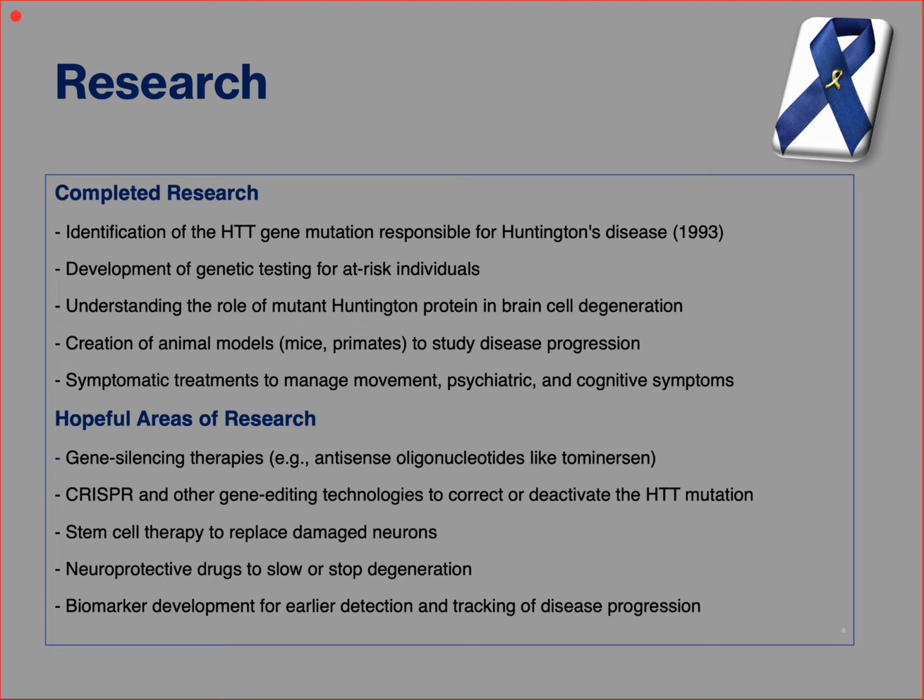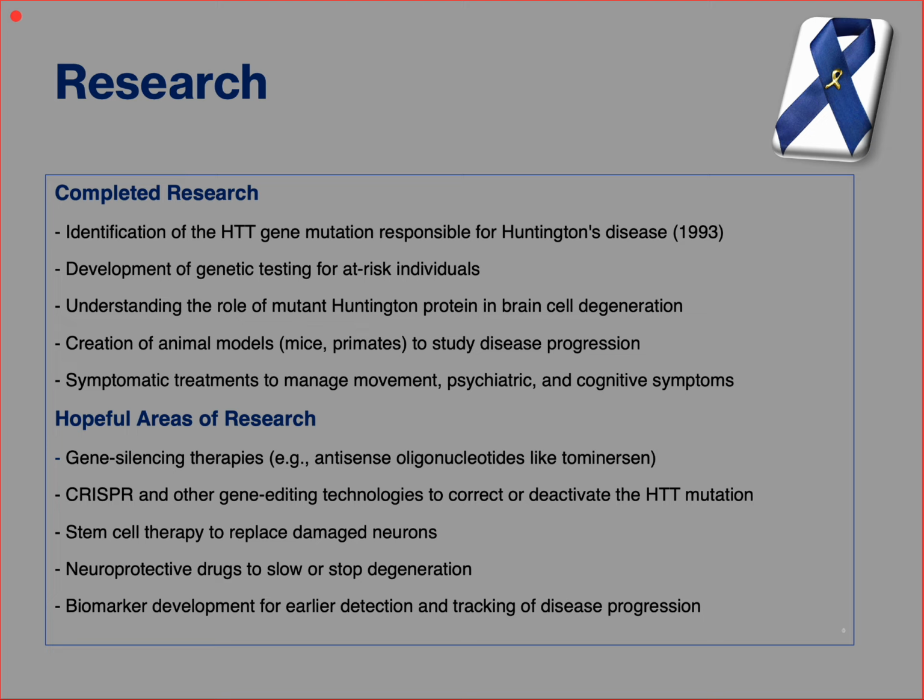Research on Huntington's disease. There are completed areas of research and hopeful areas of research. As far as completed areas of research, there has been the identification of the HTT gene mutation responsible for Huntington's disease, development of genetic testing for at-risk individuals, understanding the role of mutant Huntington protein in brain degeneration, creation of animal models, mice and primates, to study the disease progression, and symptomatic treatments to manage movement, psychiatric, and cognitive symptoms.